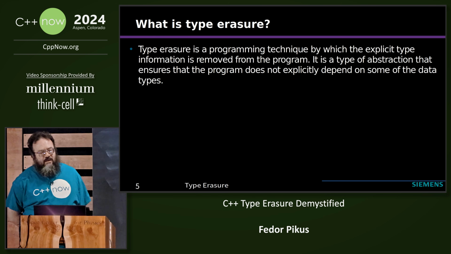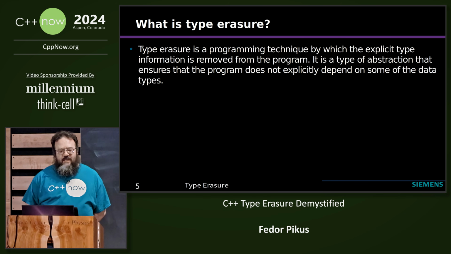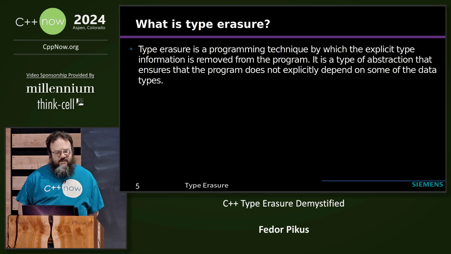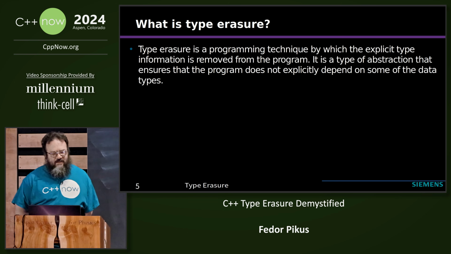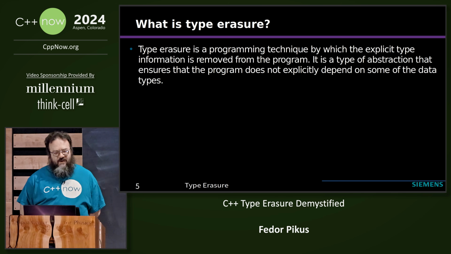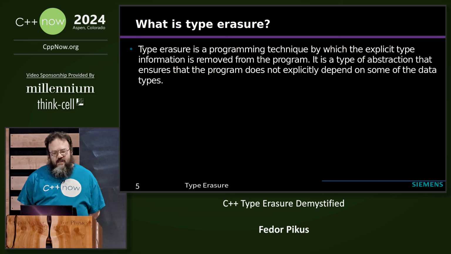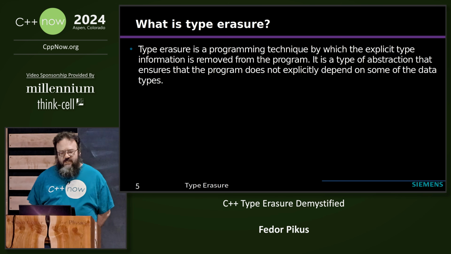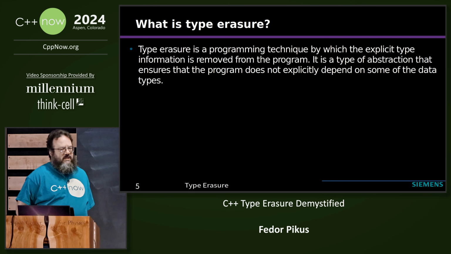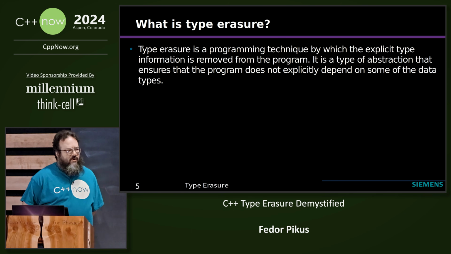This is one of the easily found, canonical definitions of type erasure. This might have been from Wikipedia, but these descriptions are what you would typically find if you Google for type erasure. It's a programming technique by which the explicit type information is removed from the program. So basically, type erasure is when you erase the types. That, of course, explains everything.